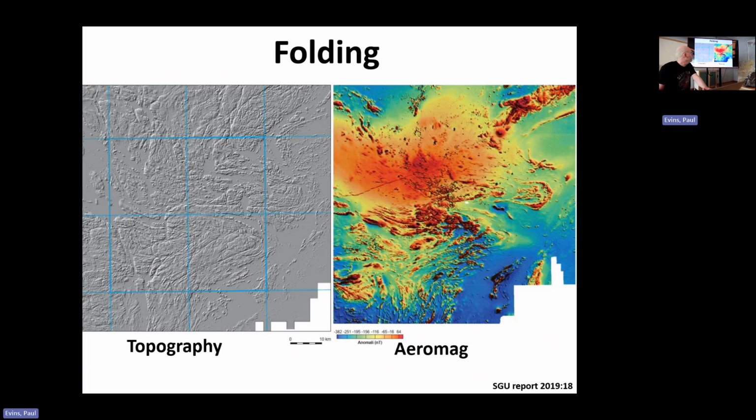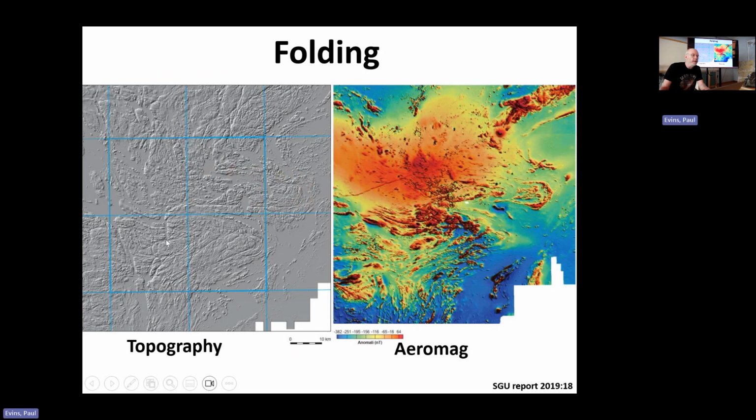And the fold structures in Stockholm are quite easy to see on just typical LiDAR topography. So this is topography on the left, aeromag on the right. And I think you can all see these larger scale folds. There's a big one here, big one here in the south. If you look even closer, you can see that fold there.